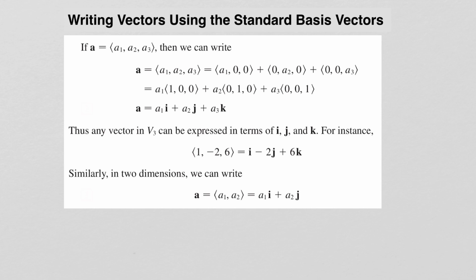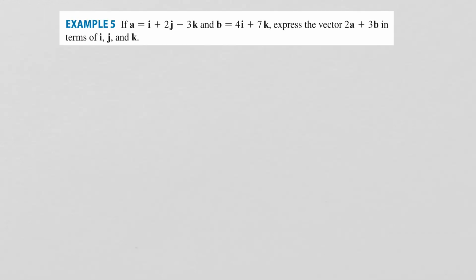Now, if I'm being totally honest with you, I prefer this notation over this notation, but this notation has some advantages later on. Similarly, in 2 dimensions, we can always think of a vector a as a1, a2, or a1i plus a2j. So for example, if the vector a is i plus 2j minus 3k, and the vector b is 4i plus 7k, express the vector 2a plus 3b in terms of i, j, and k.